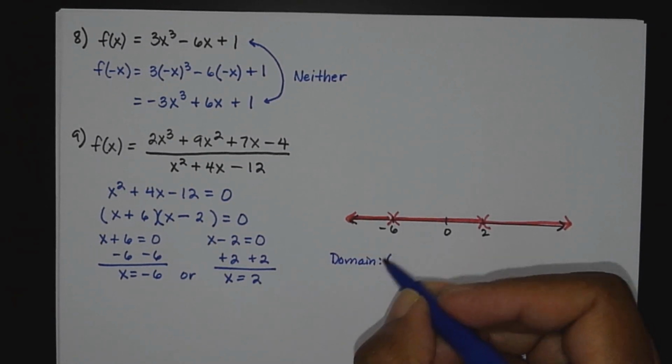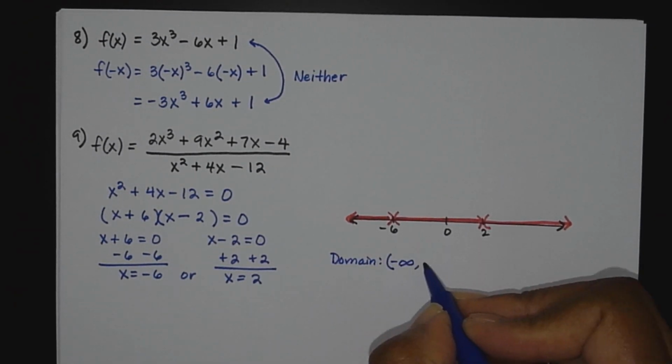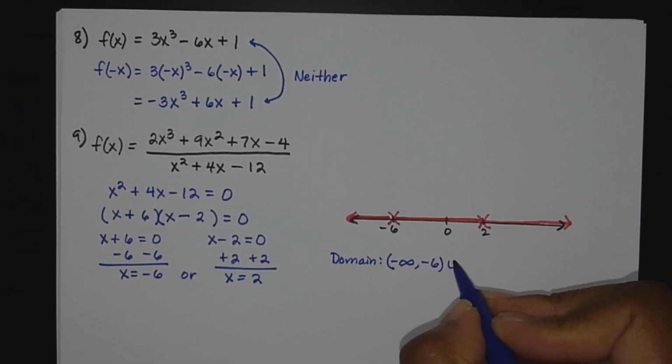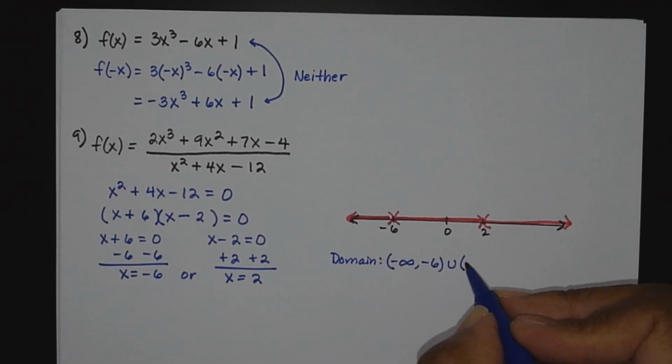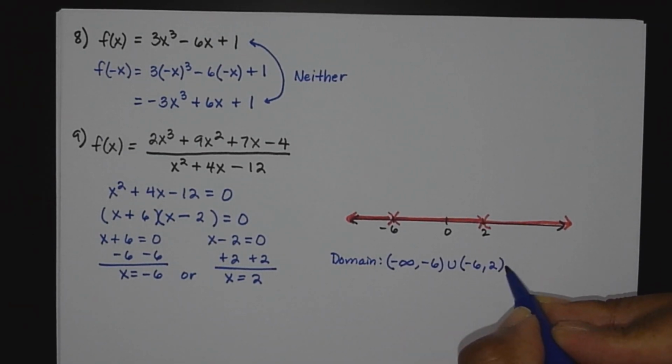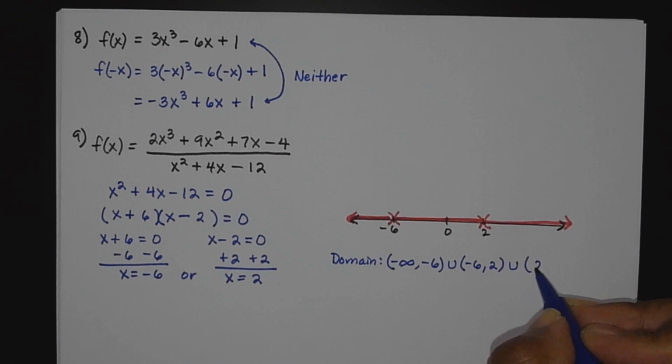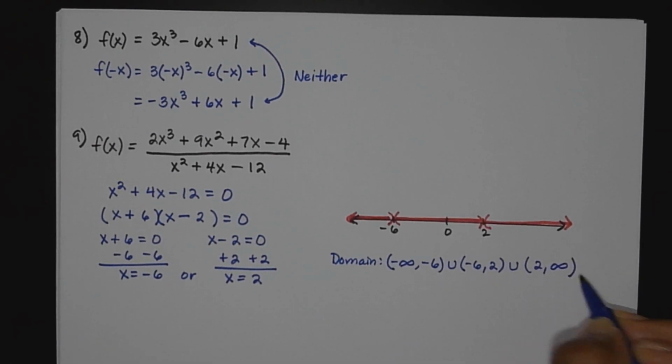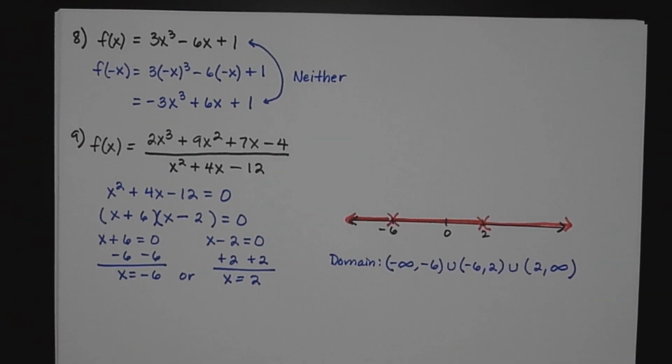So domain going from left to right, negative infinity to negative 6, negative 6 to 2, and 2 to infinity. So that would be the domain of that rational function. Any questions on number 9?